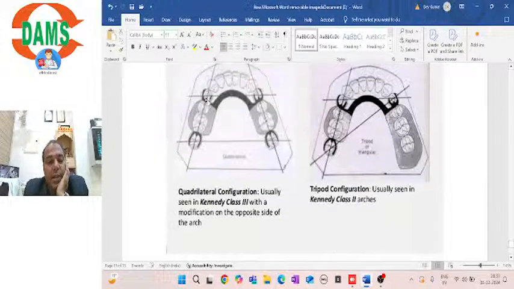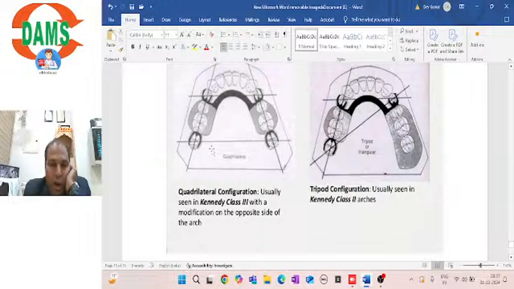Configurations in RPD. So we see that in Kennedy's class 3 mod 3, there is a quadrilateral configuration. We see 4 clasps, beautiful, excellent stability. So 1 2 3 4, quadrilateral in Kennedy's class 3 mod 1. Tripod, maximum questions are asked on this tripod or triangular configuration that is shown in Kennedy's class 2 mod 1, normally in Kennedy's class 2 arches.